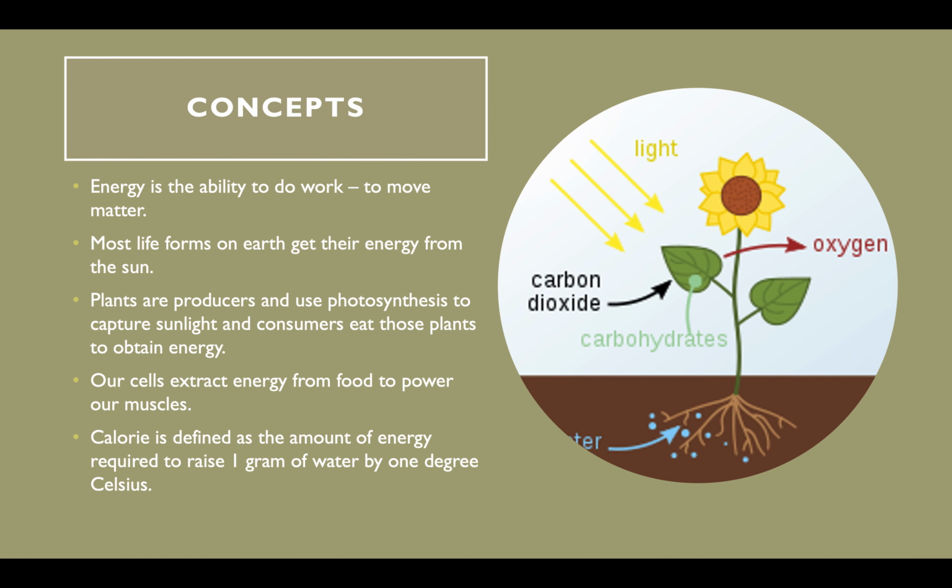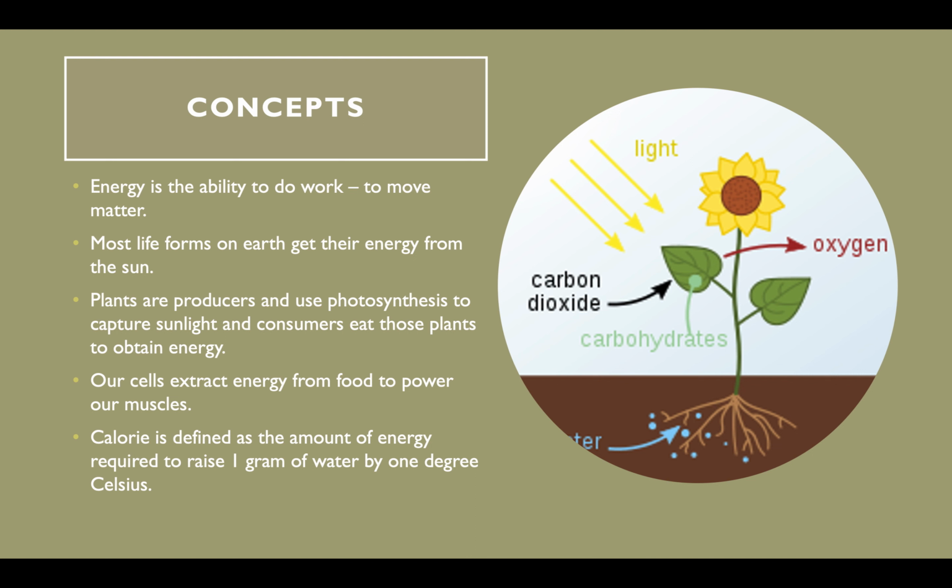So this slide just covers some basic concepts that we need to understand in order to continue with the PowerPoint. Energy is the ability to do work or to move matter. We've talked in previous slideshows about how our cells use energy in the form of ATP, or adenosine triphosphate. That's what we're covering within this module as well. Most life forms on Earth get their energy from the sun. Plants are producers, and they use photosynthesis to capture sunlight. And consumers, like us, will eat those plants to obtain energy.